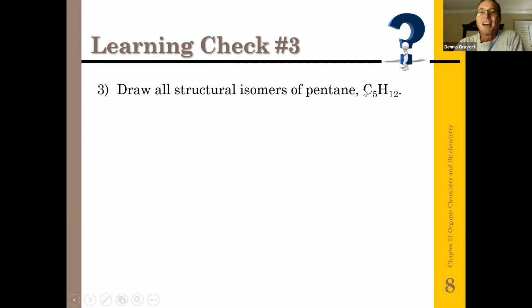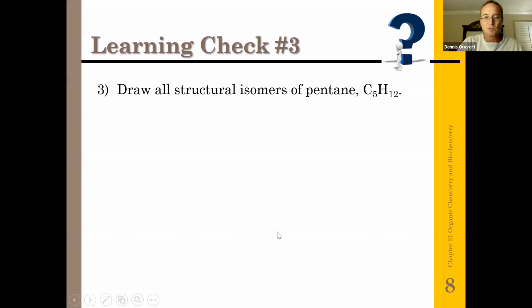Hope it's recording. C5, pentane, 5 carbons. That's what we're going for. Okay, but it wants isomers. So we want a whole bunch of different molecules, but they're different molecules. They all have the same chemical formula. That's what an isomer is. Same formula, different molecules.